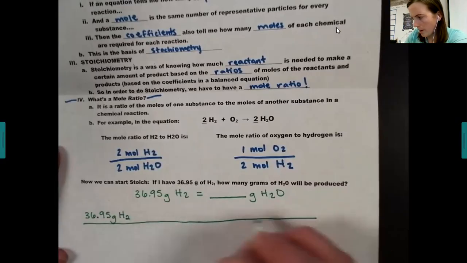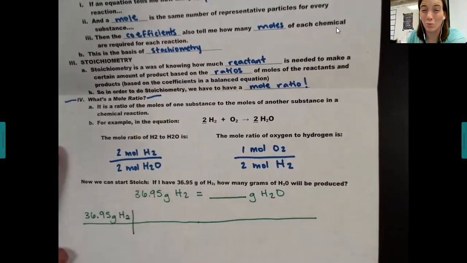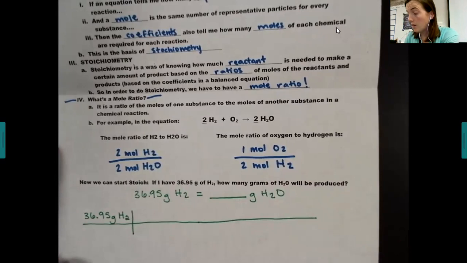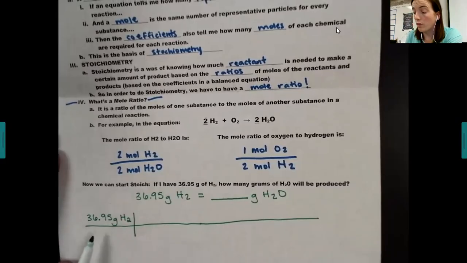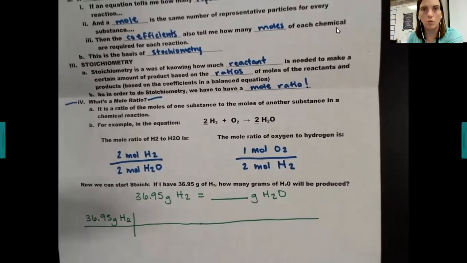I'm going to draw a really long train track because we're about to do some really long dimensional analysis. But this is stuff that you've been doing with moles. We're just adding to it. All right, so if we have 36.95 grams of hydrogen, I need to figure out how many moles of hydrogen that is. So my first step is going to be to convert to moles.